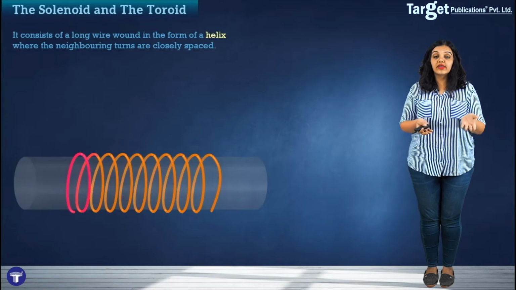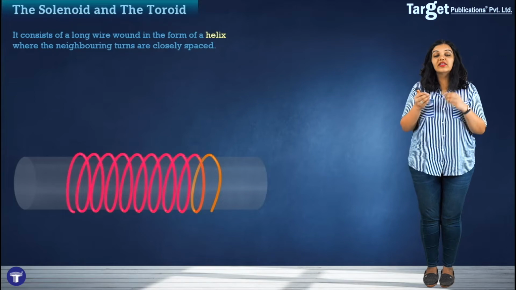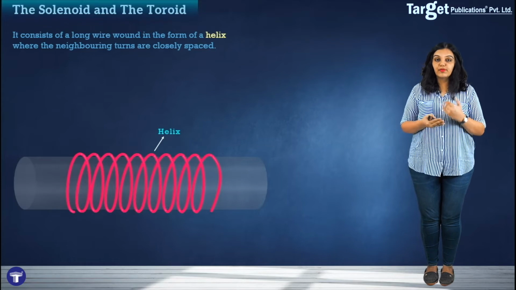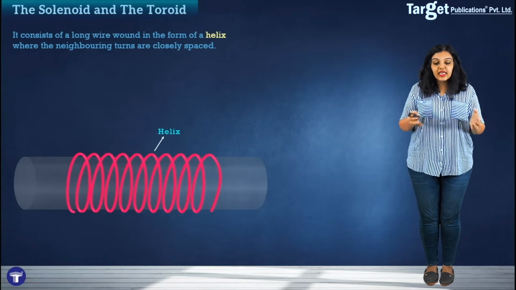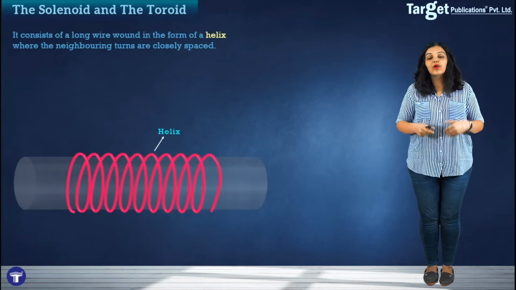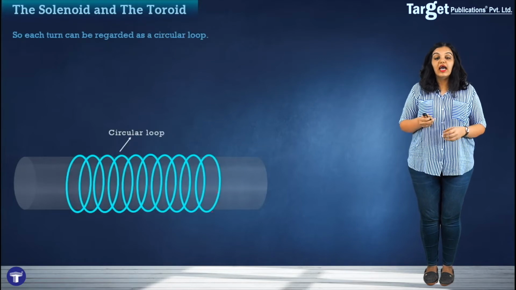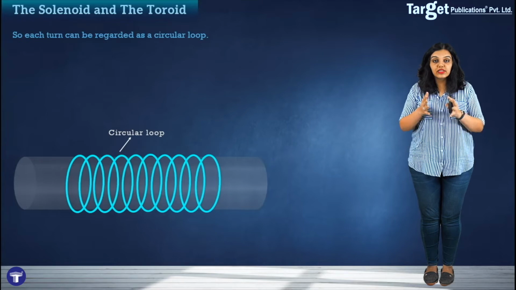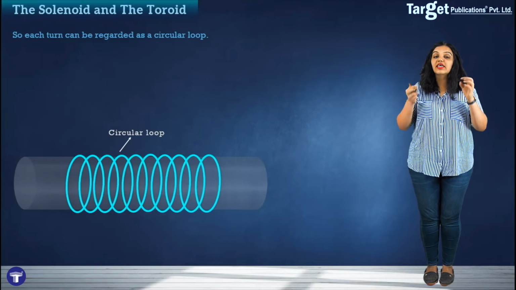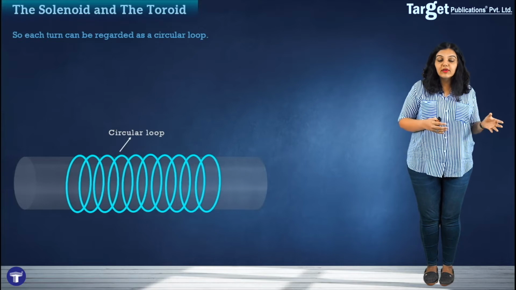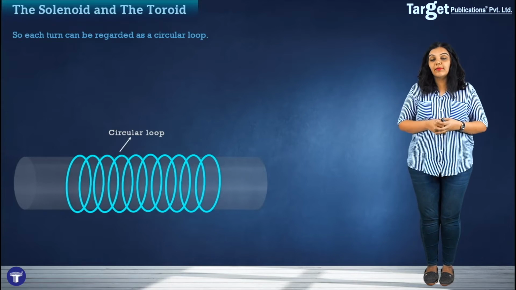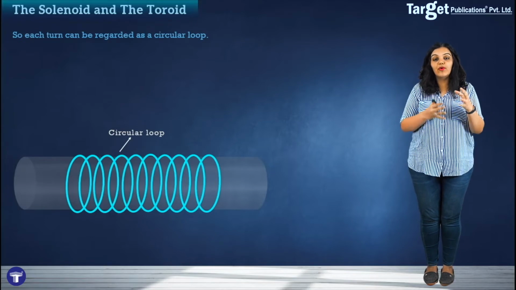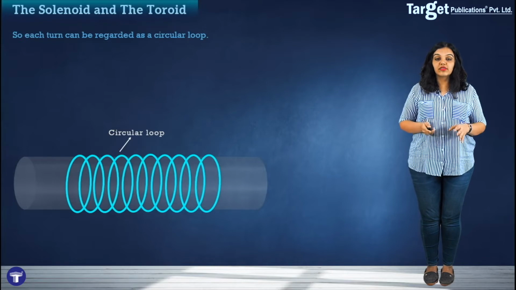So I say that a solenoid consists of a long wire wound in the form of a helix where the neighboring turns are closely spaced. Now it is important that we assume that the neighboring turns are closely spaced. We also make one other assumption. We say that because the turns are really closely spaced, we are going to assume that each turn is circular, and therefore instead of regarding the solenoid as this helical fashion, I'm just going to say it is made up of a large number of circular loops. And why am I doing this? Because I know how to deal with a circular loop. We found the magnetic field due to a circular loop just some minutes ago, and therefore we have made this assumption because it's easier to look at a solenoid in the form of a large number of circular loops. So this is an important assumption.